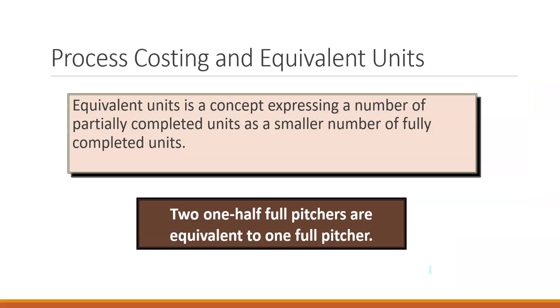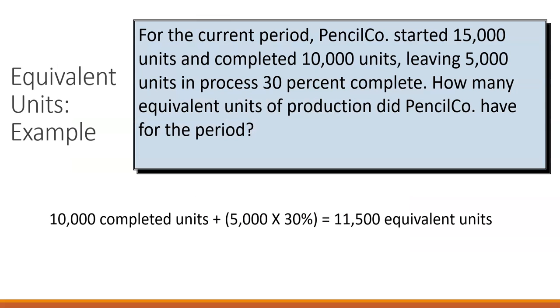When we use process costing, we look at equivalent units of production. Equivalent units is a concept which expresses the number of partially completed units as a smaller number of fully completed units. For example, 2 1/2 full pitchers are equivalent to 1 full pitcher. So at the end of each period, when we're applying costs, we look for the equivalent units of production, and we use what's called percentage of completion when we're calculating those equivalent units.